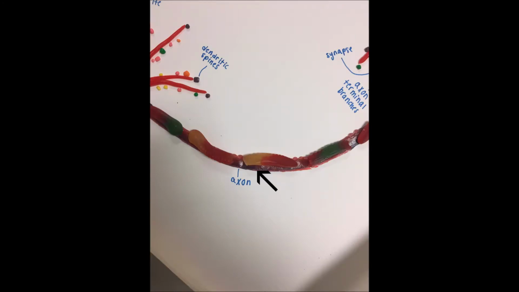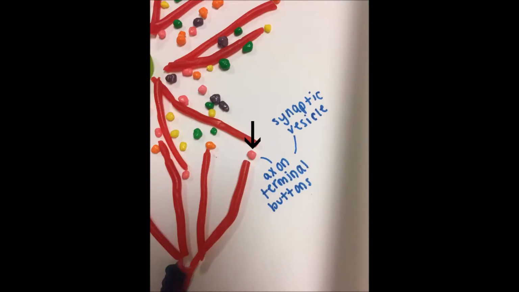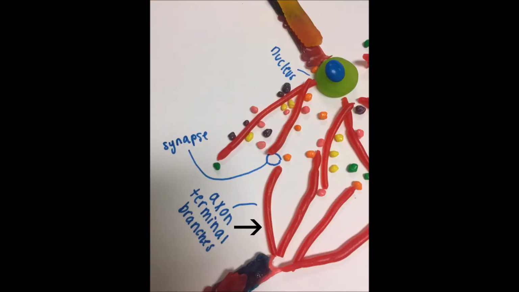The axon is the part of the neuron that carries information away from the cell body toward other cells. The axon terminal branches are the knob-like structures at the end of an axon. The axon terminal branches are the parts of a neuron that send messages to other neurons.